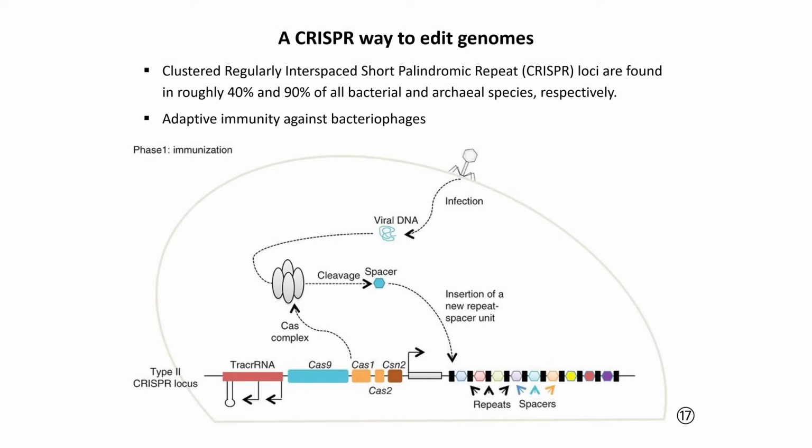Clustered, regularly interspersed short palindromic repeats is a very long acronym that is abbreviated to CRISPR, which is certainly a CRISPR way of talking about the adaptive immune system found in about 40% of all bacteria and 90% of archaebacteria. And it was discovered from the sequencing of lots of prokaryotic genomes, and you kept seeing these repetitive regions.